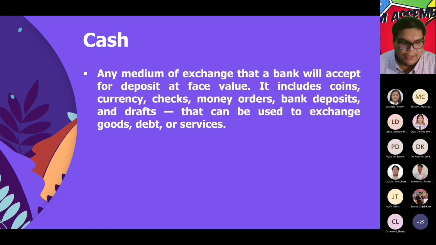The usual definition of cash we know is paper money and coins. But in accounting parlance, all the items we mentioned are included: coins, currency, checks, money orders, and even deposits, because you are putting money in. You can't buy anything without cash, regardless of whether it is plastic or paper money. You can't pay debts or avail of services without cash. You can't pay tuition fees at Pasig Catholic College without any form of cash. That is the definition of cash.